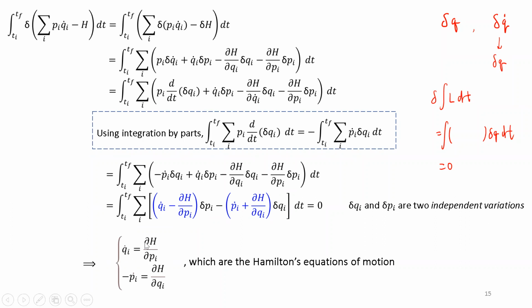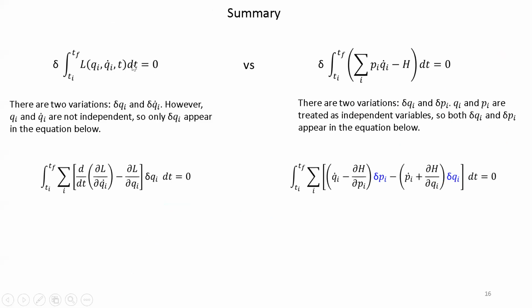So here's the summary. If you do this, delta q dot is dependent. But here, we really treat delta q and delta p to be independent variations.